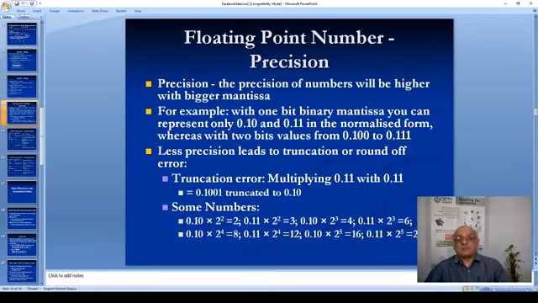Now let us look into another issue as far as floating point numbers are concerned. It is about the precision of the number. Precision, if I can put it roughly in words, is how precisely you can represent a number using this particular format. The precision of a number will be higher with a bigger mantissa. The bigger the mantissa, the more chance of representing a number closer to the actual one. Let me show this with the help of an example.